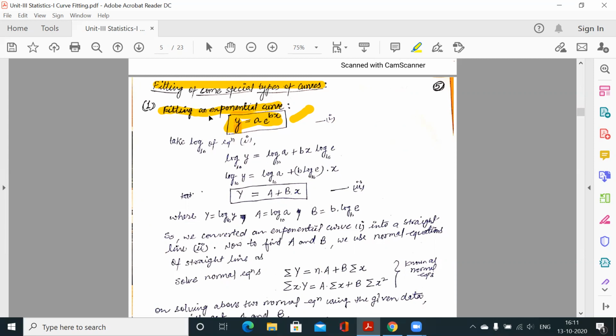Now for the exponential curve, what we have to do when the examiner asks about the exponential curve of this form: y is equal to a into e to the power bx.